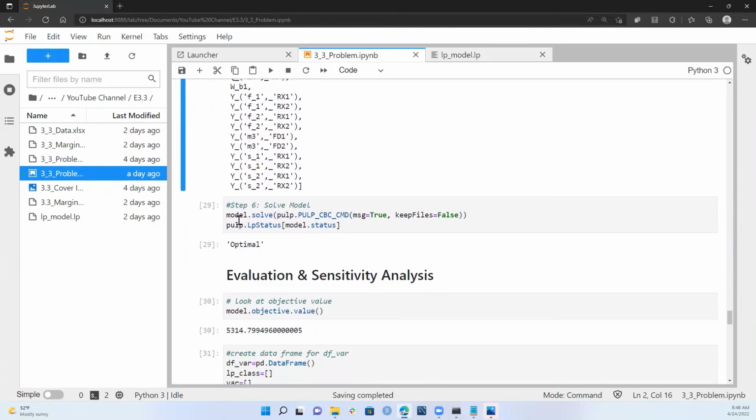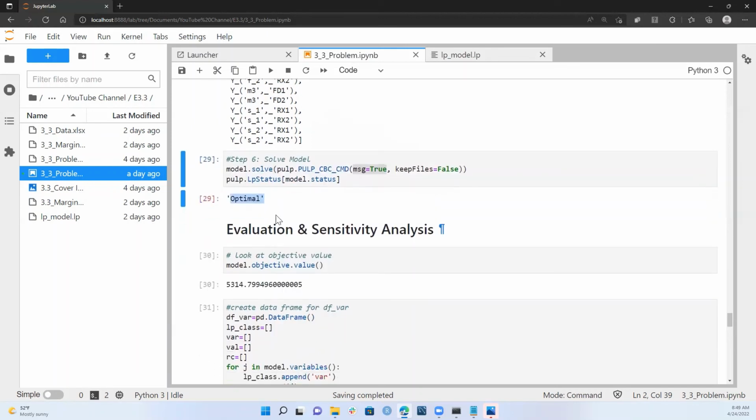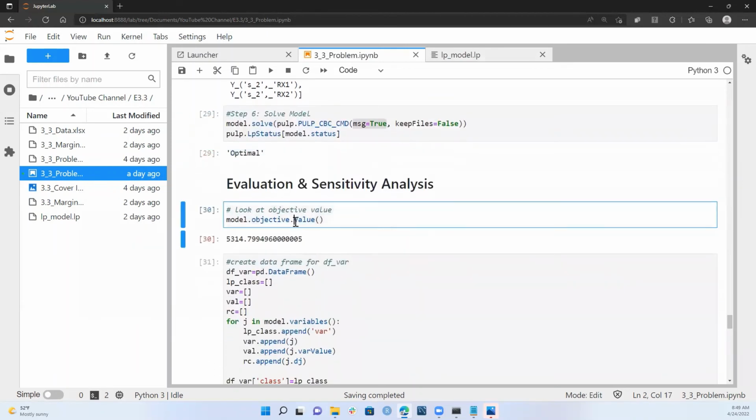To do that, we do model.solve, we assign our solver. I've covered what these settings are in the past, but the message true essentially lets me know if there's a weird error or something that stops the problem early. I can see that in my Anaconda prompt. Keep files equals false just keeps my directory from being spammed with a bunch of other files. And then once I solve it, I want to check that I got an optimal status, and I did, so that's good. And I see that I have an objective value now with model.objective.value of 5,314 and about 80 cents.